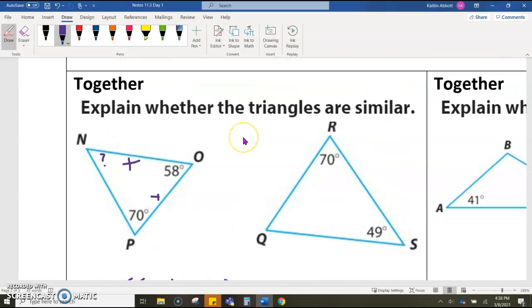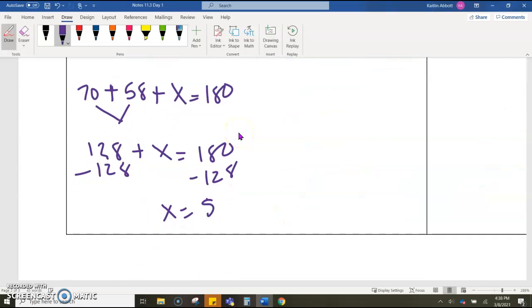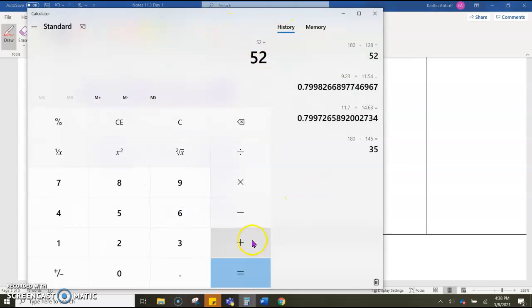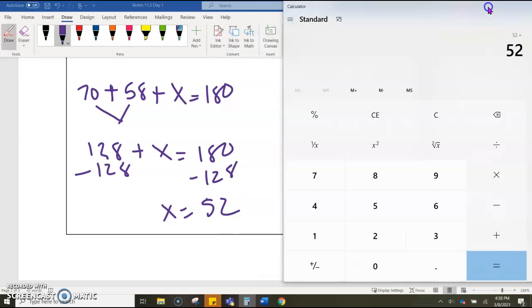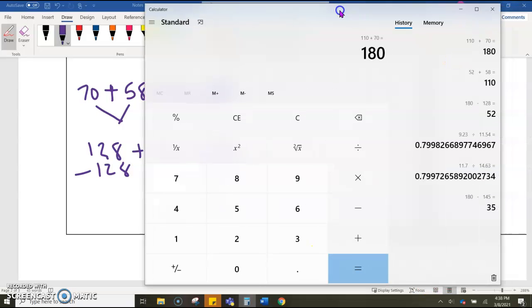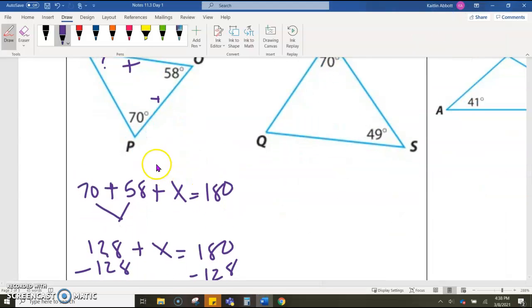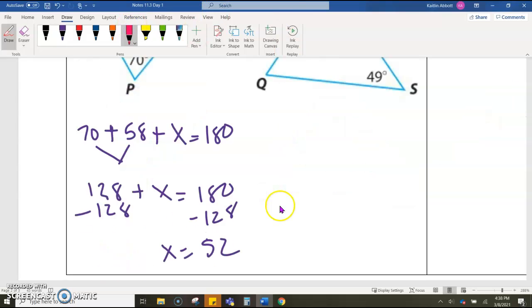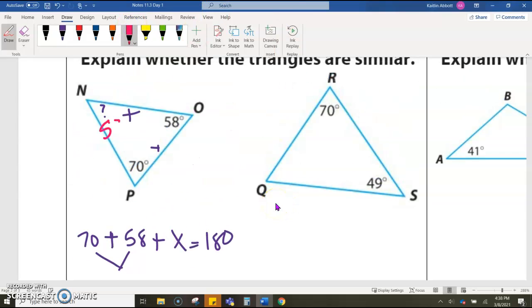Is that the number we wanted? Did I add these right? 52. I'm checking my work right now. 52 plus 58 plus 70 should get me 180. Oh, there it is. I do get 180. So since this angle is 52, these two triangles are not going to be similar.